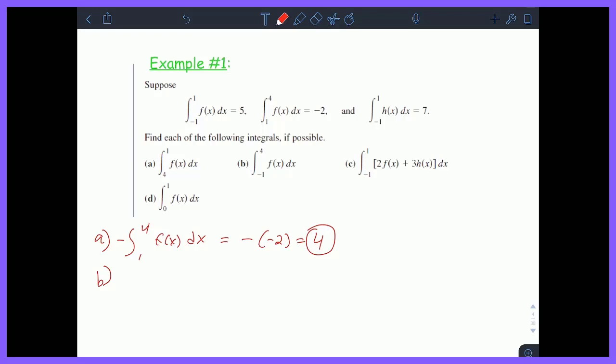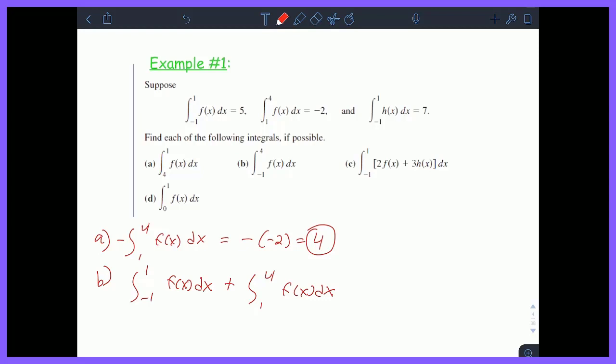Well, I don't know that, but what I do know is that the integral from -1 to 1 of f of x dx, and I can add the integral from 1 to 4 of f of x dx. And this is additivity. These integrals together added up are just the integral from -1 to 4 of f of x dx.